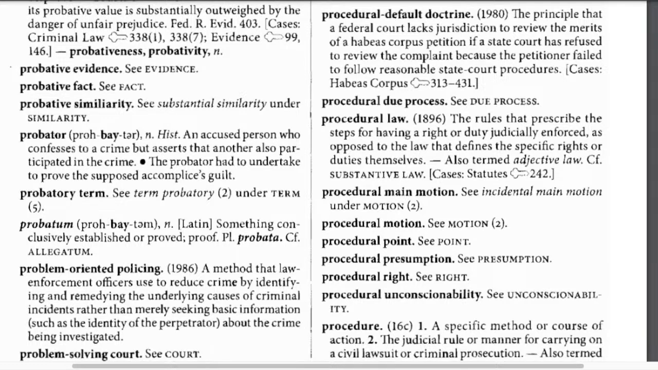Is it probatum? Something conclusively established or proved. Was that the word? Probatum? Well, if it's not, I'm going to write down this page number so we can get to it quickly if we have to. All right. Let's go back to where we were. It won't take that long.